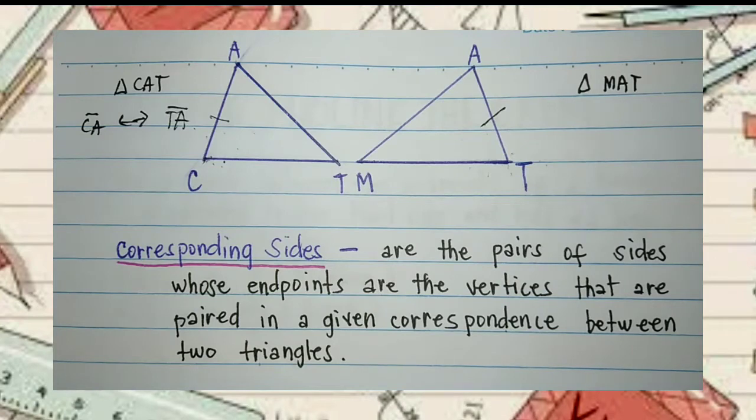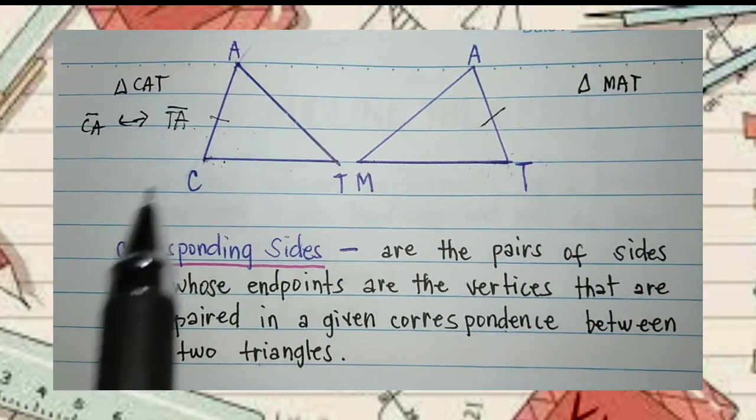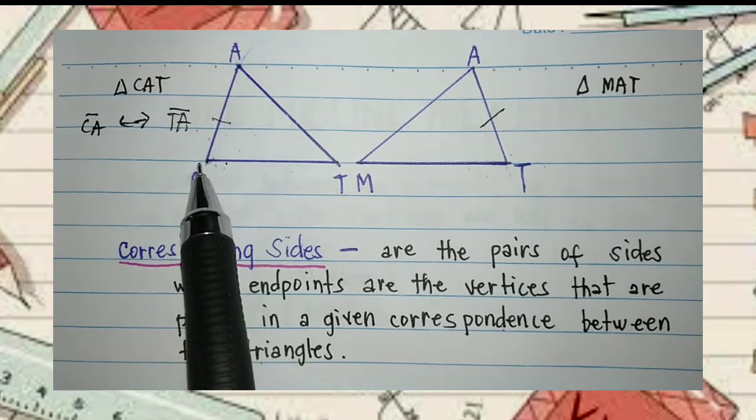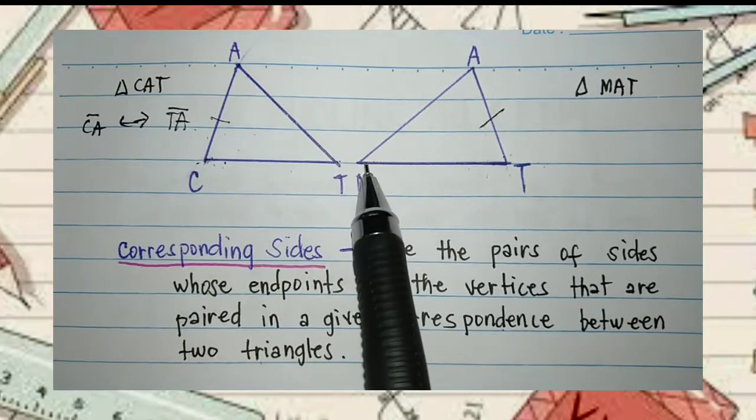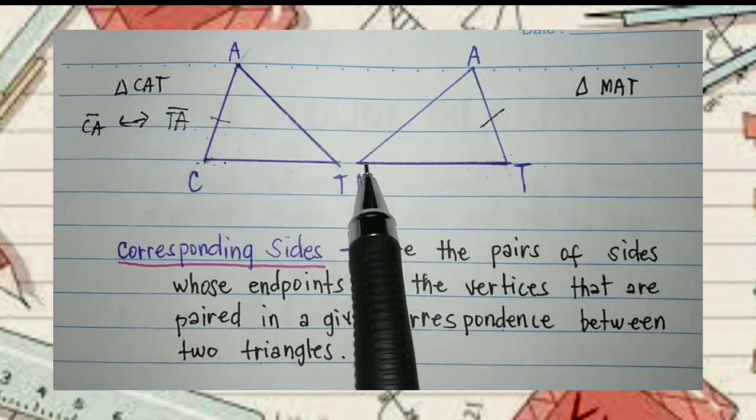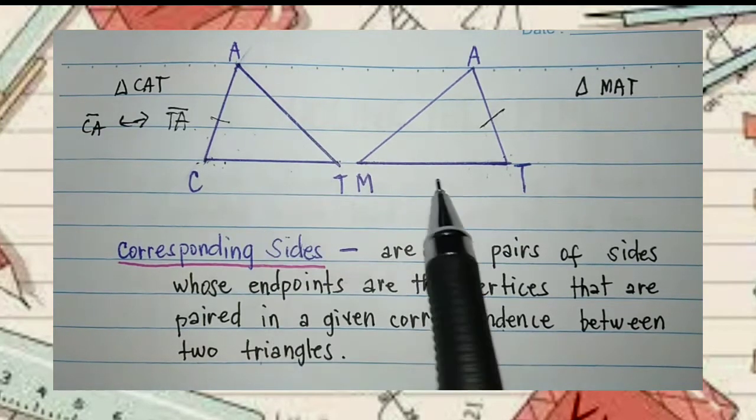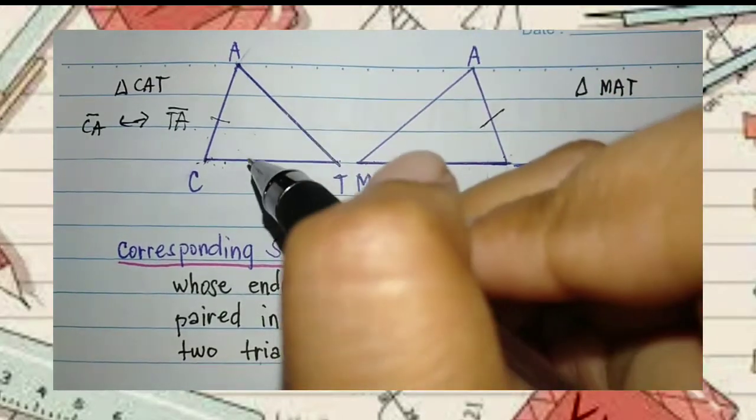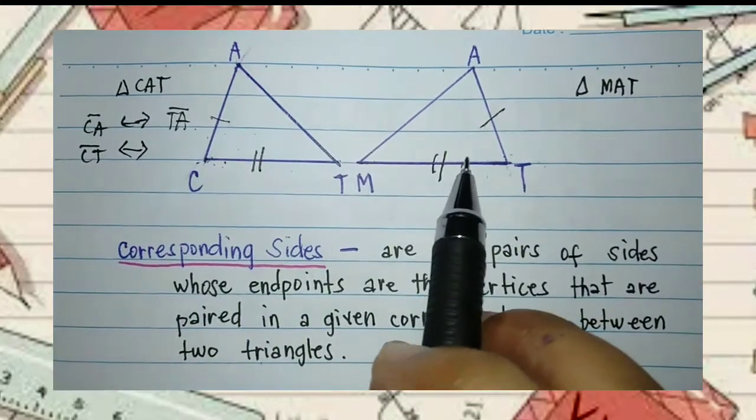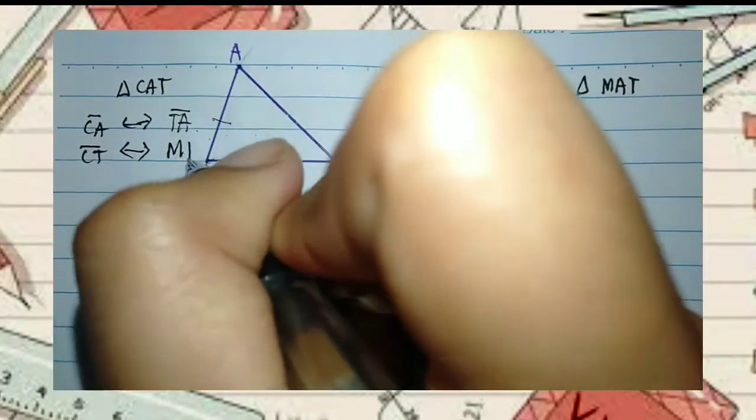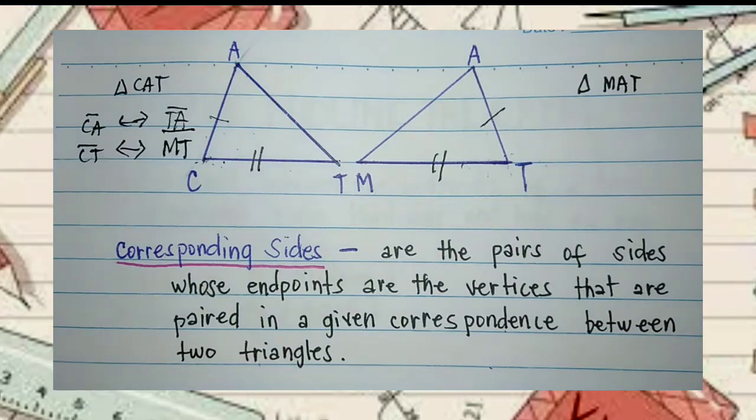Ganun lamang kasimple. Okay. Meron pa tayong dalawang pairs. So, what are those? Itong vertex na to ay may pair dito sa vertex na to, tama? And itong vertex na to ay mai-pair mo dito. So, ano ba yung side between those vertices? Itong side na to, tama? Meaning to say, side CT corresponds to side MT. Ganun lamang kasimple yung pagdidetermine ng corresponding.